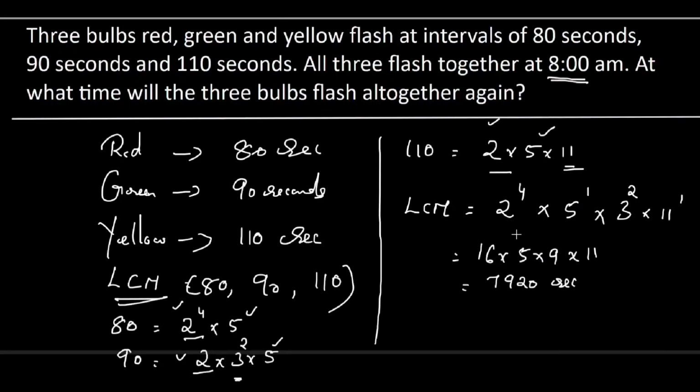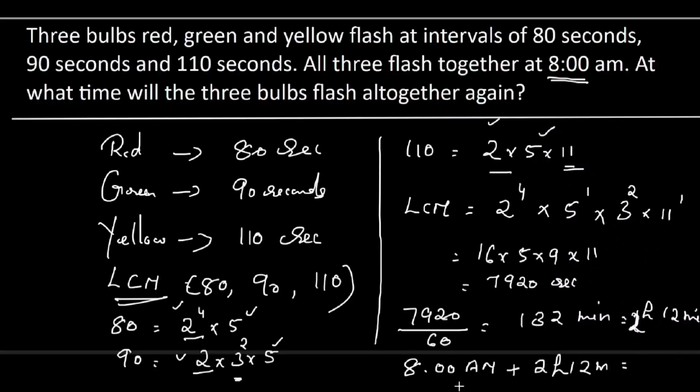So we have to find out after how many hours they flash together again. 7920 seconds, we are going to convert it into minutes by dividing by 60. It is equal to 132 minutes. So we can say that the bulbs will flash together again after 132 minutes. 132 minutes is equal to 2 hours and 12 minutes. The answer will be 10:12 a.m.